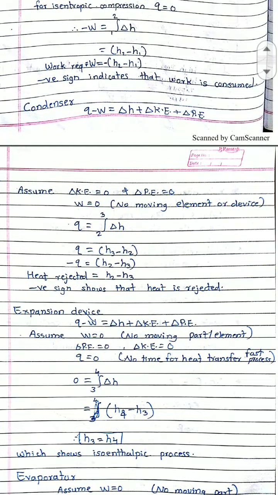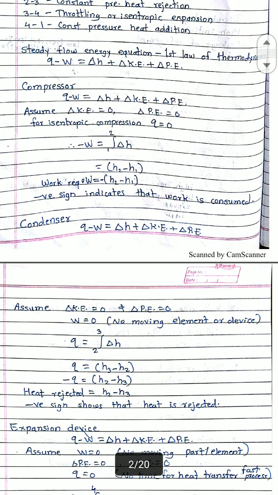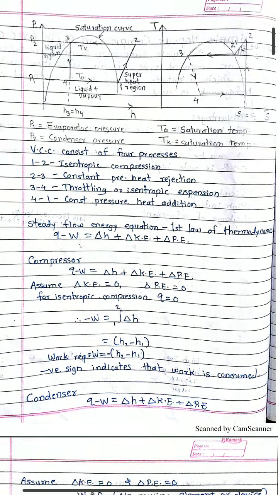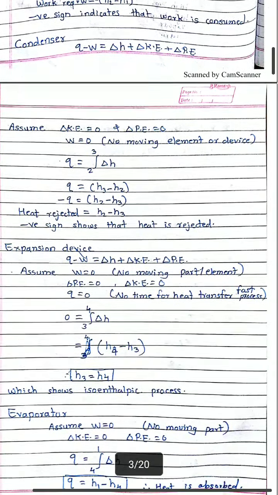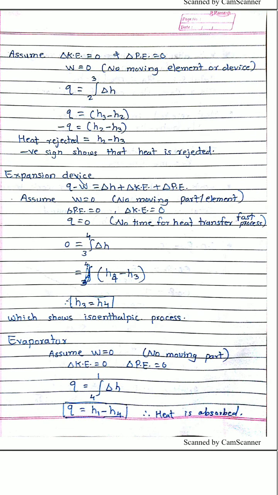If you look at this pH diagram, H3 is equal to H4, there is a straight line, which says that enthalpy is a constant. Enthalpy is a constant. So this process is also called an isoenthalpic process. Hope you have understood this point.